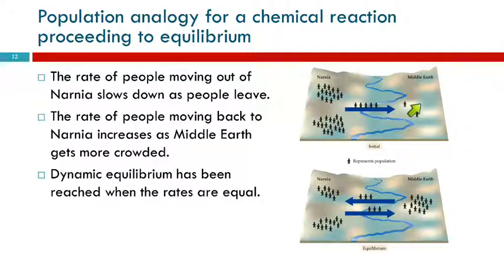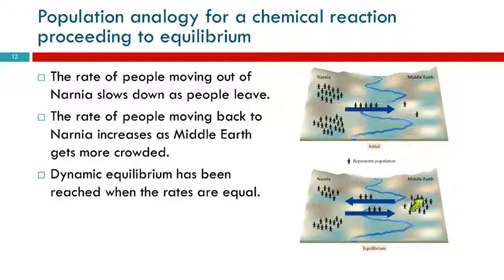As we get more and more people moving to Middle Earth and the populations get a little more even, not necessarily exactly even, but we get some people over here, now some of these people decide that they think Narnia looks better and they wish they hadn't come over here, so they're going to go back, right? Does that make sense?